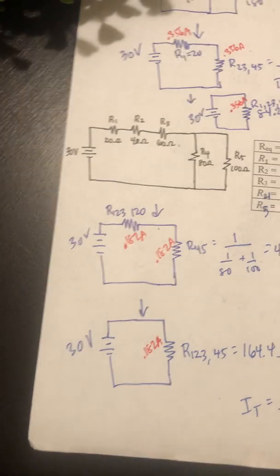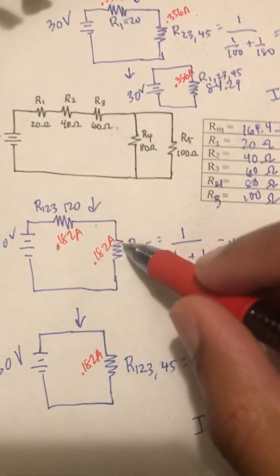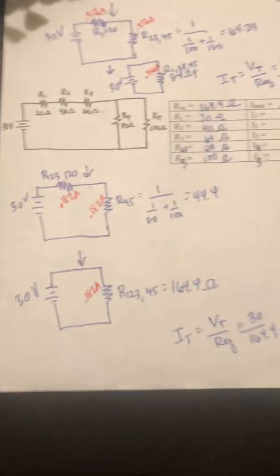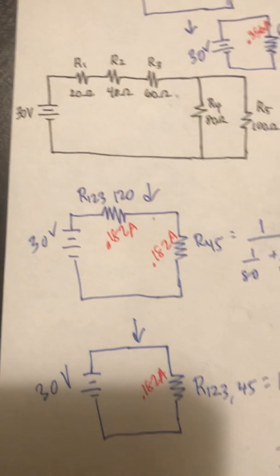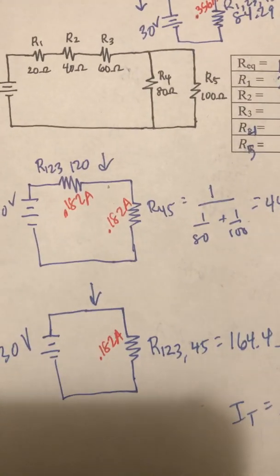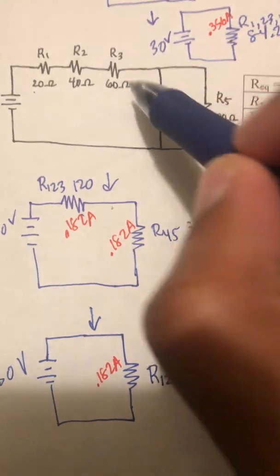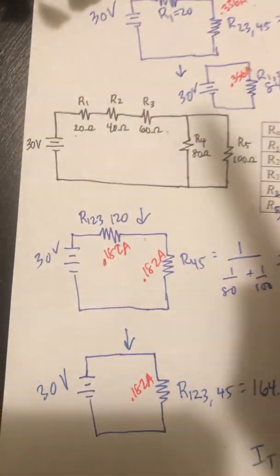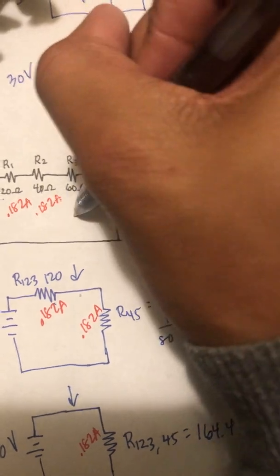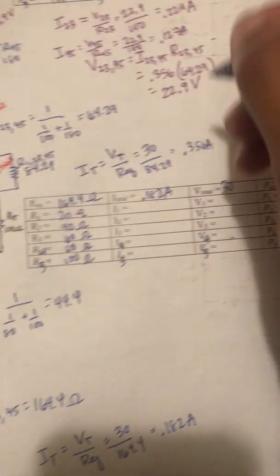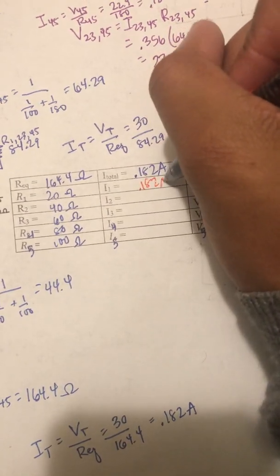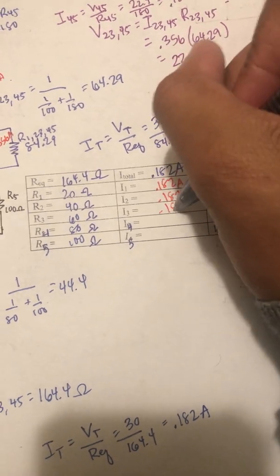Now, I can't add anything in my chart because this is 1, 2, 3, this is R45, nothing by itself. So working backwards, how do I combine 1, 2, and 3? I combined 1, 2, and 3 in series, all right? Which is nice. So that means the current here is equal to the current here, here, and here. So this is 0.182, 0.182, 0.182, 0.182. So let me just go ahead and show that on my diagram. And I can add that to my chart because I know I1, I know I2, I know I3. 0.182 amps, 0.182 amps, 0.182 amps.